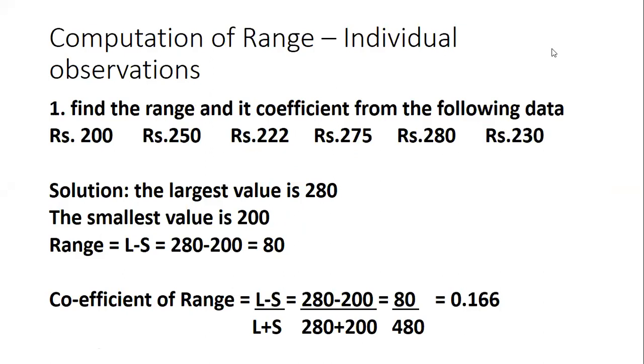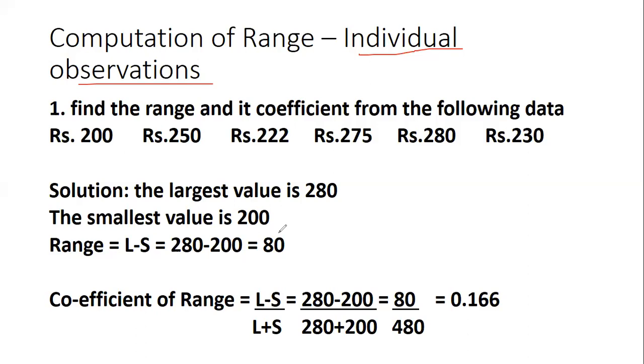First problem. Throughout statistics, we have seen three types of data: individual data, discrete data, continuous data. So here also that will continue. First, we are computing range for individual observations.